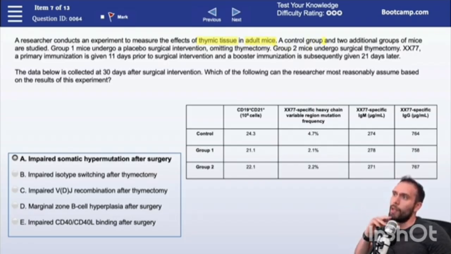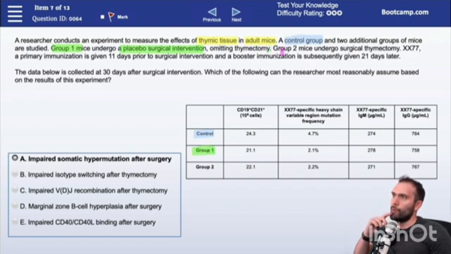So a control group and 2 additional groups of mice are studied. All right, this is important. We have to stay organized in questions like this. So we have a control group, and then we have 2 additional groups. It looks like group 1 mice undergo placebo surgical intervention, omitting thymectomy. So it's a surgical intervention, but they're not taking out the thymus. Okay, so that's group 1.